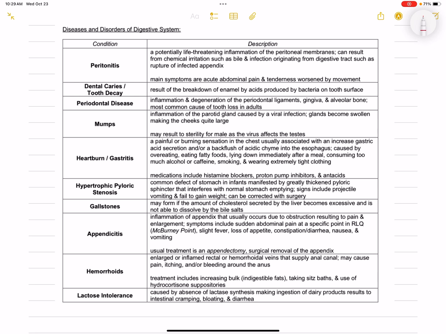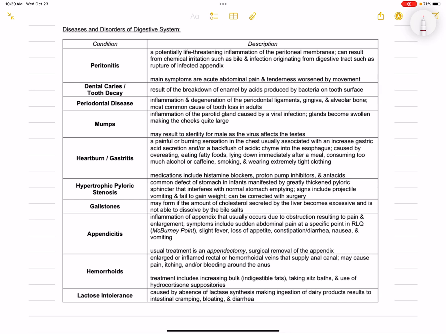So, mumps. It is on the side of your face, near the lower jaw. It is inflammation of the parotid gland caused by a viral infection. Glands become swollen, making the cheeks quite large. It may result in sterility for males as the virus affects the testes.